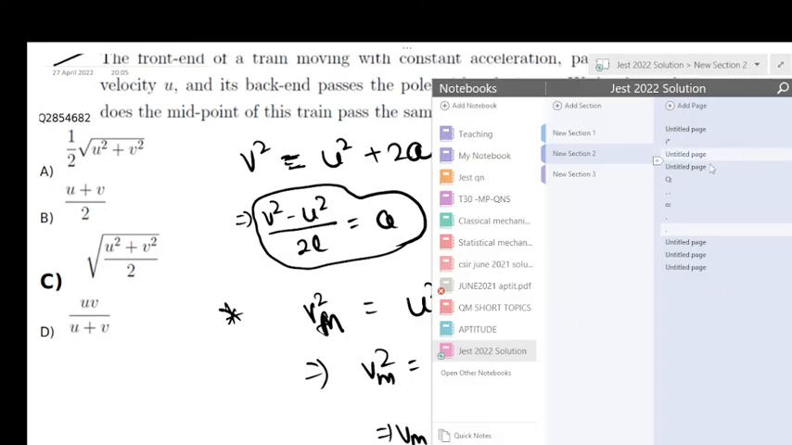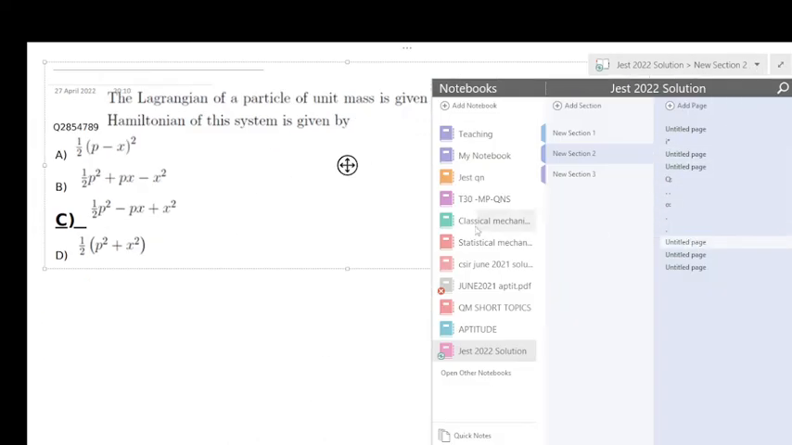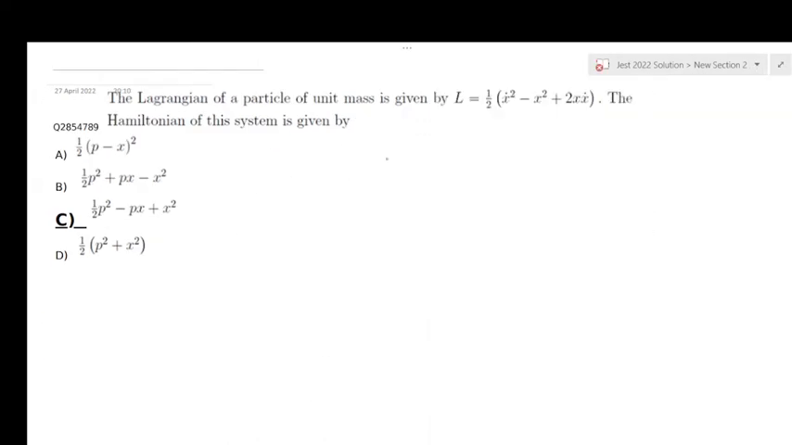Okay, let's go to the next question. This is the last question. The Lagrangian of a unit mass particle is given. Then we have to find the Hamiltonian.